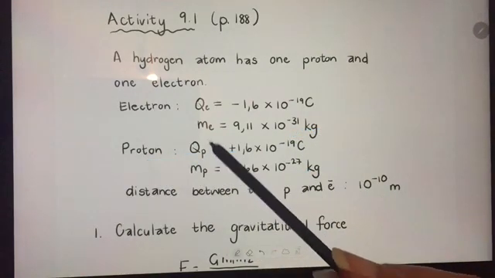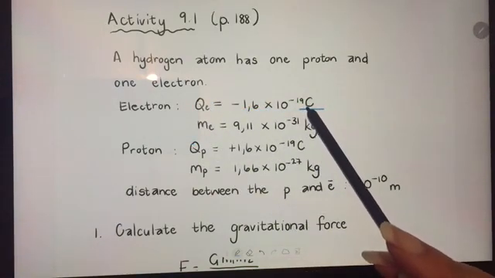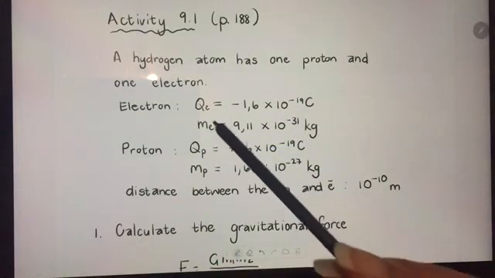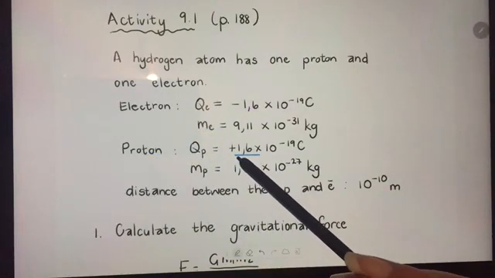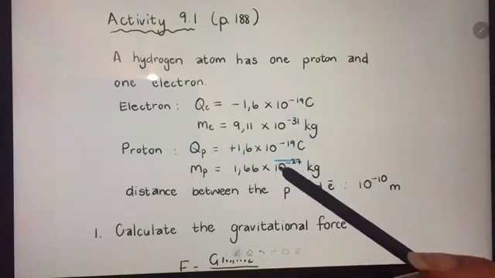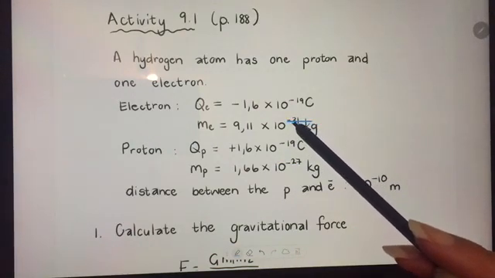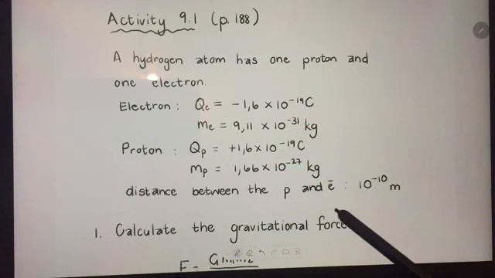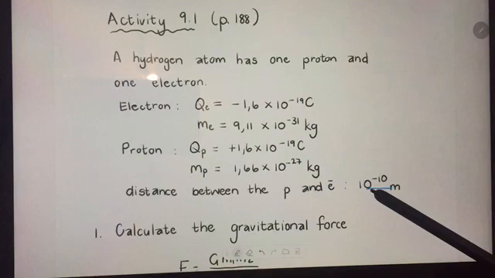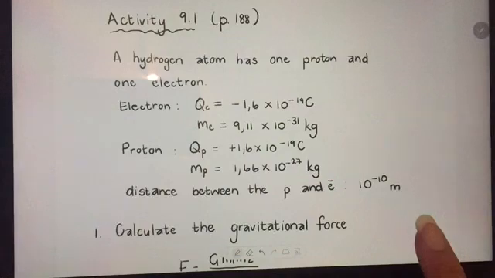The proton, now an electron and proton have the same charge, 1,6 times 10 to the power of negative 19, as you can see. The only difference is for an electron, it's a negative charge, and for a proton, it's a positive charge. Of course, they've got different masses, and you can see quite clearly here that an electron has a mass that is much smaller than the mass of a proton. And then they also give us the distance between the proton and electron, and they say it's 10 to the power of negative 10 meters, so it's already in meters, so we don't have to worry about that.